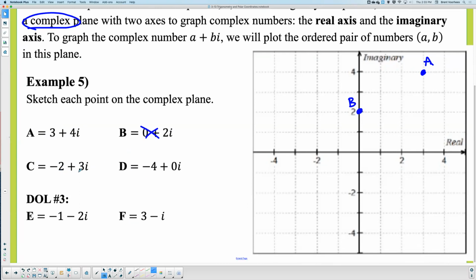What about negative 2 plus 3i? Left 2, up 3, that's point C. And D, negative 4 plus 0i. Do you think we would actually write it that way? It would just be negative 4. And how would you graph that one? Left 4. That's D. Okay, DOL number 3, plot E and F.